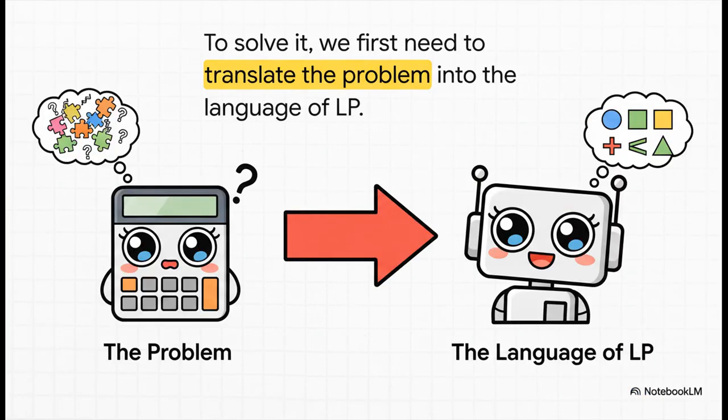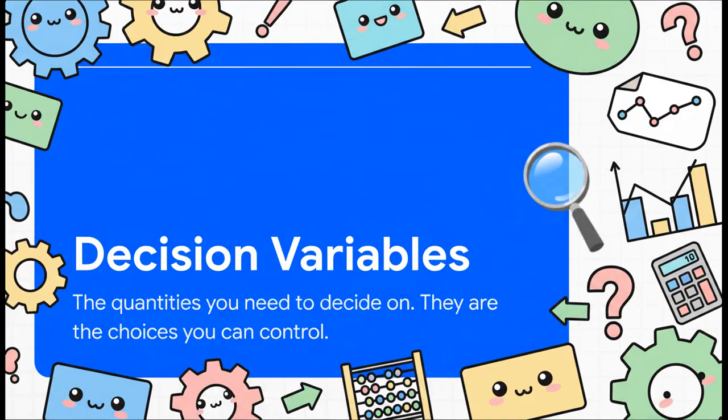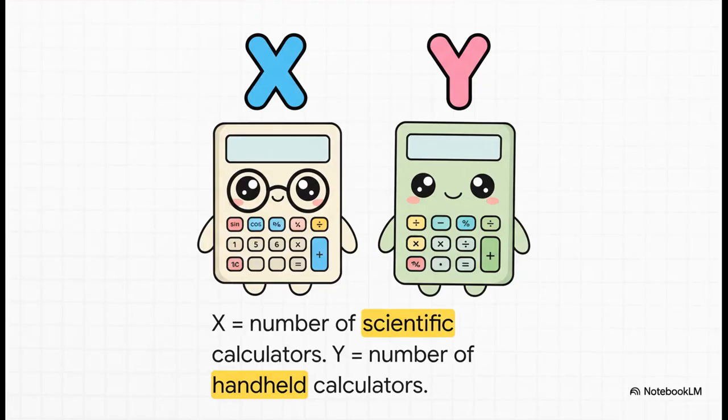Okay, to crack this, we gotta translate the problem into the language of math, specifically LP. First up, decision variables. These are just the things we actually have control over. For our puzzle, it's simple. How many of each calculator to make? We'll just call them X and Y.